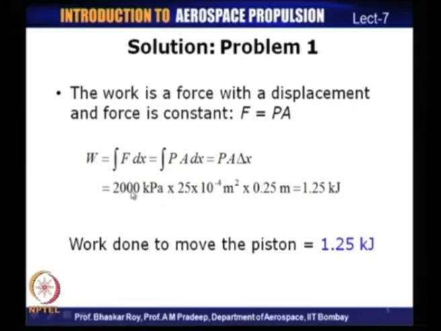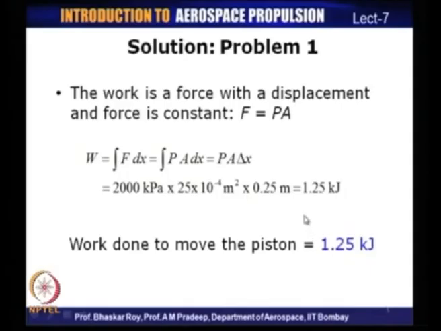So, you have pressure 2000 kilopascal, area 25 into 10 raised to minus 4 meter square, times delta x, which is 0.25 meters. If you were to calculate this, you would get 1.25 kilojoules. So, in this particular process, the work done to move the piston was 1.25 kilojoules.